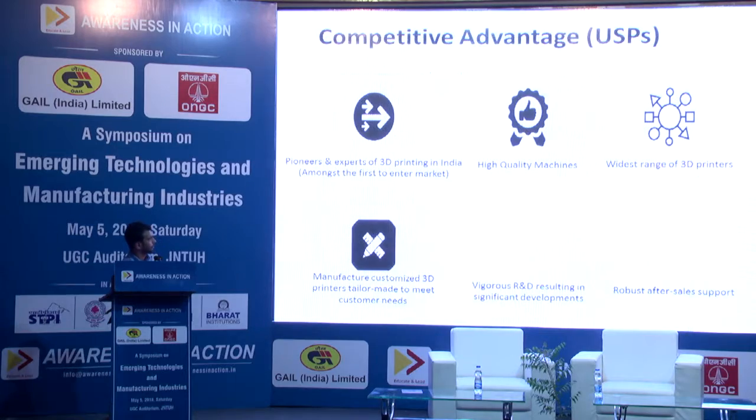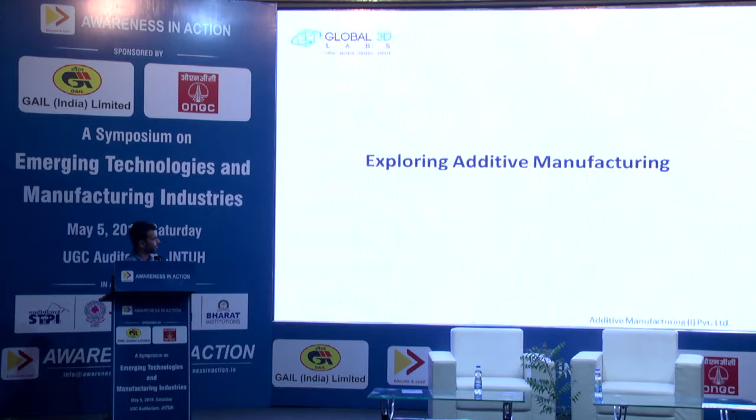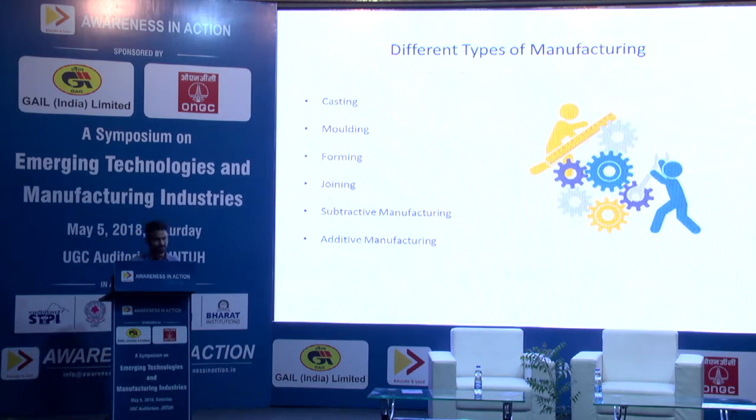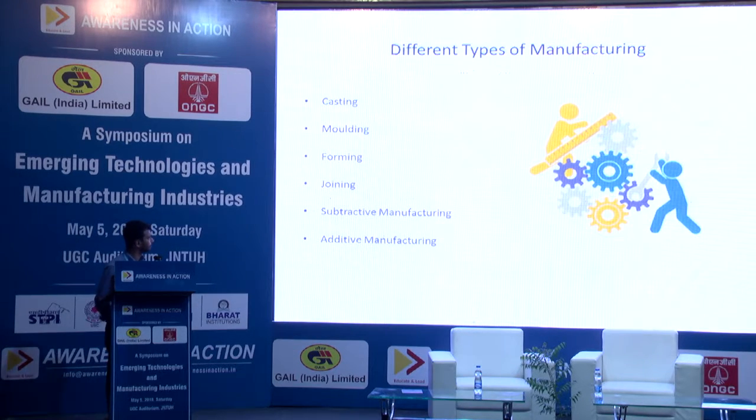So the USPs that we provide are different ranges, quality. Okay, fine, I'm not marketing my products over here. Let us directly start. So when we talk about manufacturing, these are the different types of manufacturing that we currently have in the industry: casting, molding, forming, joining, subtractive, and additive.